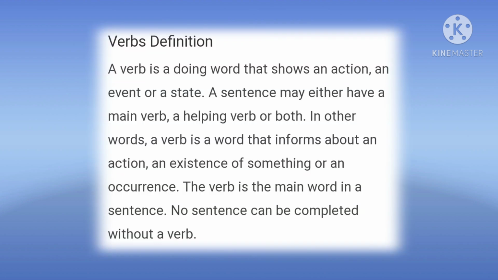A verb is a doing word that shows an action, an event, or a state. A sentence may either have a main verb, a helping verb, or both. In other words, a verb is a word that informs about an action, an existence of something, or an occurrence. The verb is the main word in a sentence. No sentence can be completed without a verb.